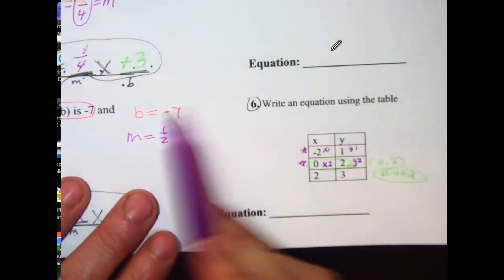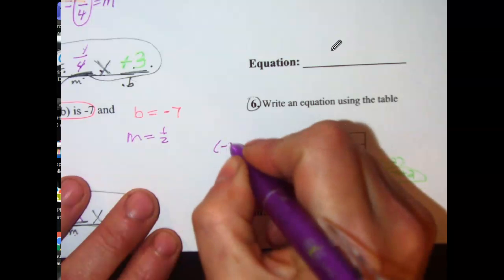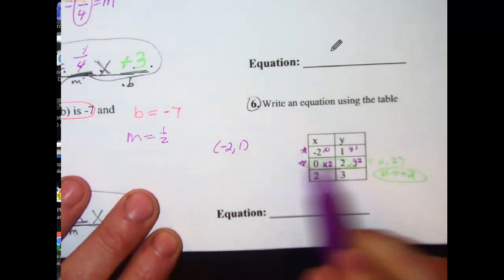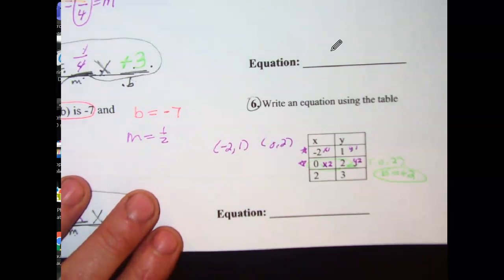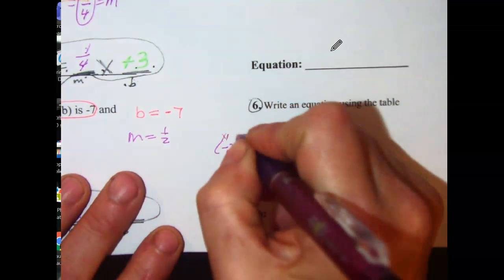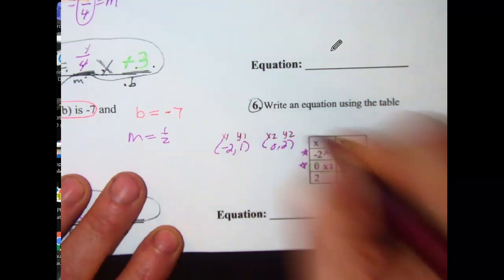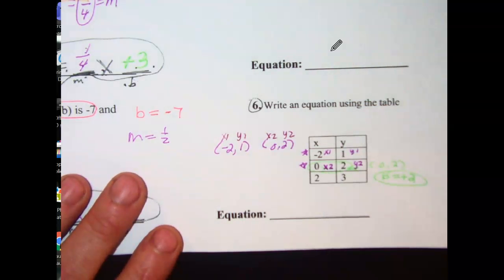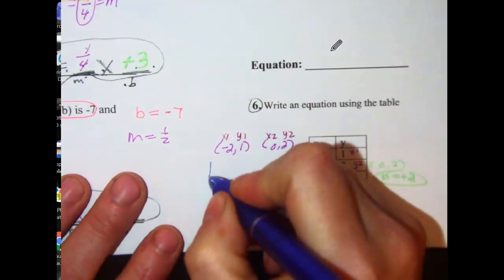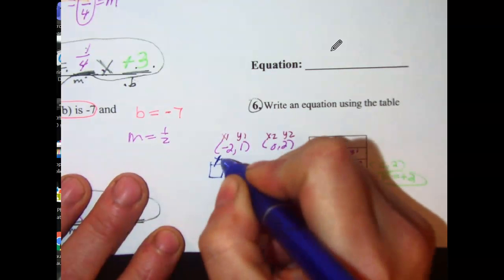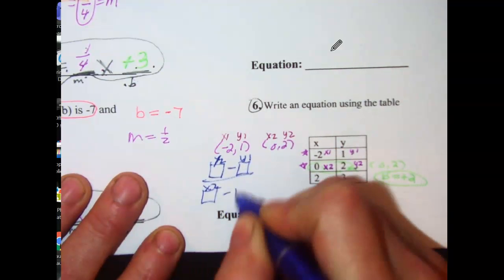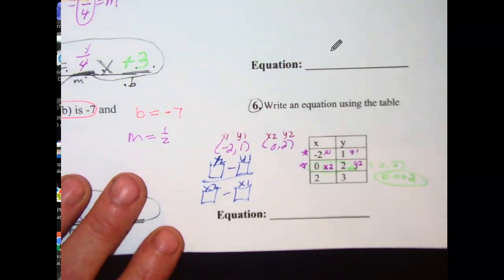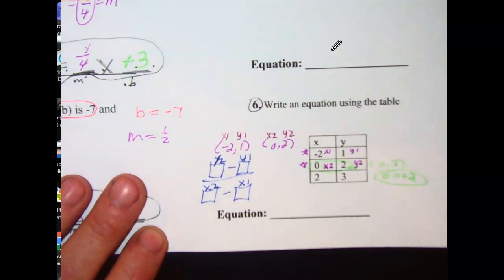You can also write them out over to the side like (-2, 1) if it looks better to you, and then (0, 2), just because we did number 3 like that. So x1, y1, x2, y2. And then again, I use the boxes to fill in for the slope. So I'm at y2 minus y1 over x2 minus x1. And since I've labeled them, now it's really easy to pop my numbers in.